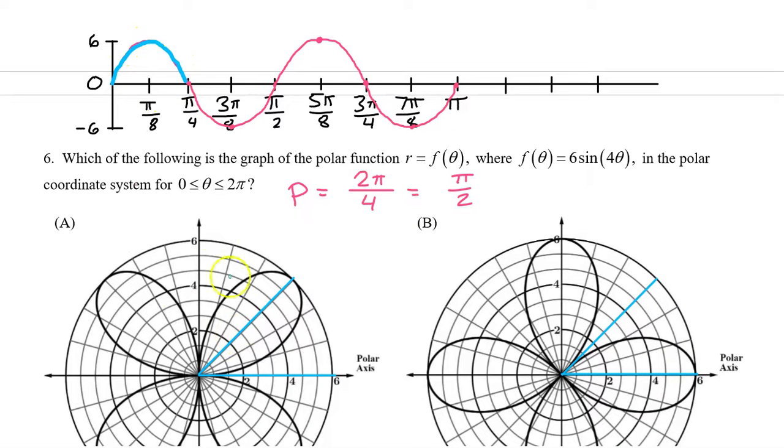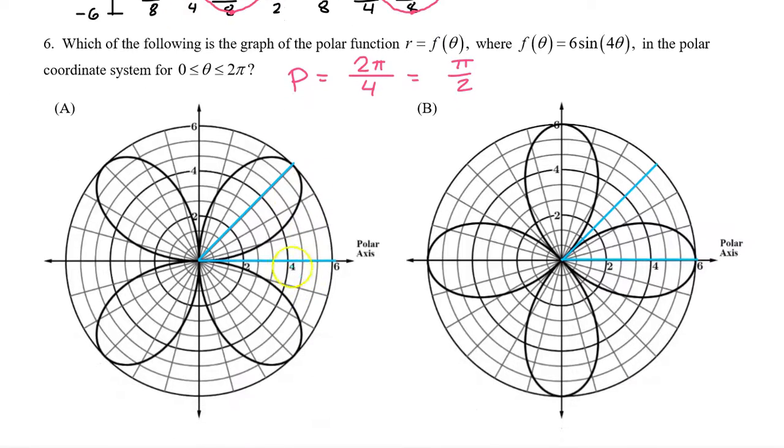So we are looking for a graph that has a single petal on the interval from 0 to pi over 4. And these are positive r values, so the petal should be right in this sector. Option A does not appear to have a nice petal right between 0 and pi over 4. So it's looking like option A is not going to be the answer. Option B is not looking good either. We have sort of half of a petal here, so that's no good.